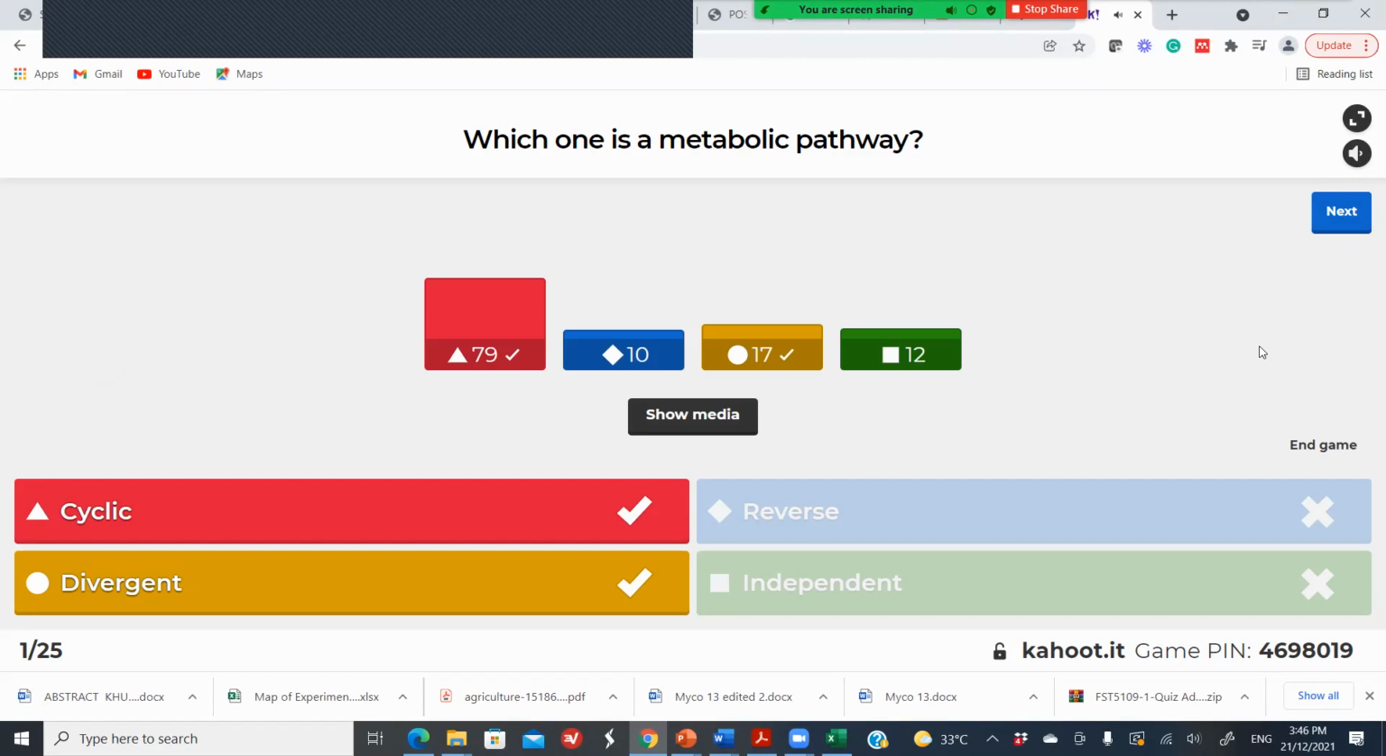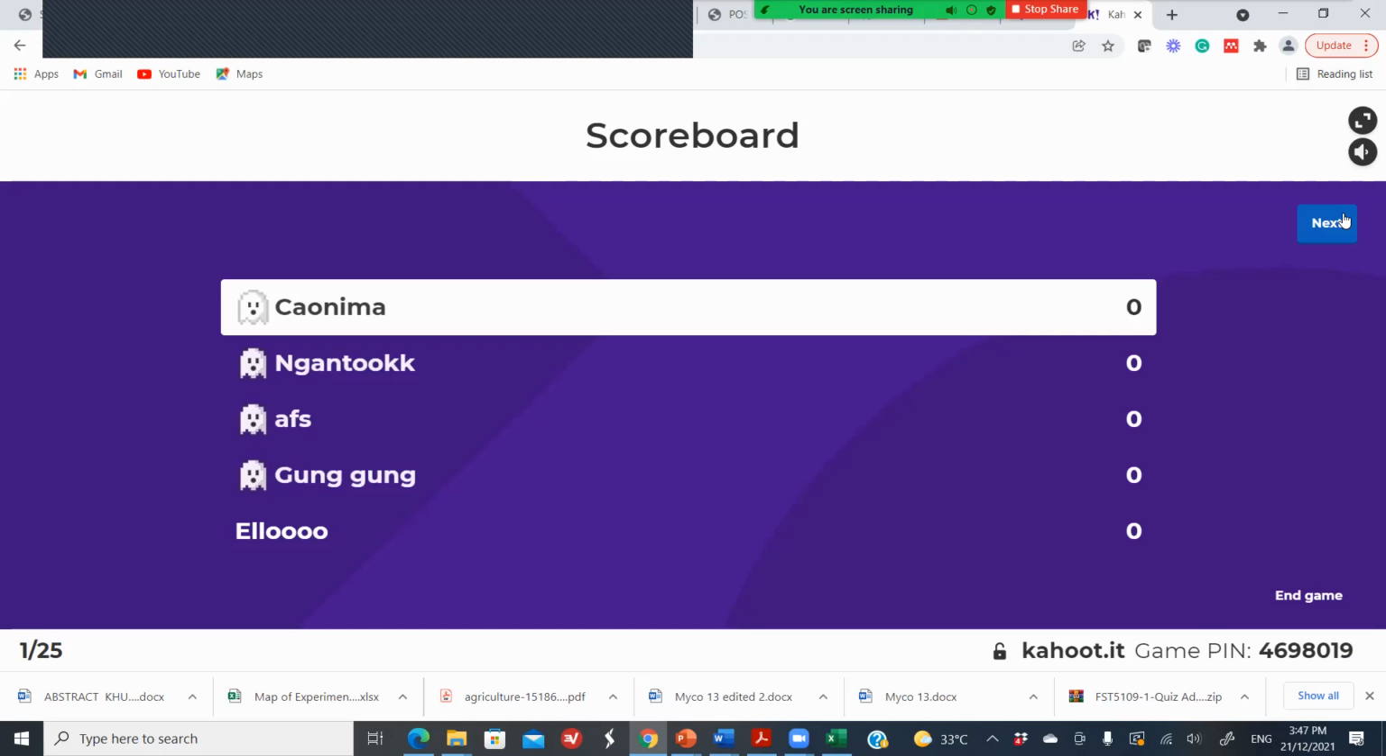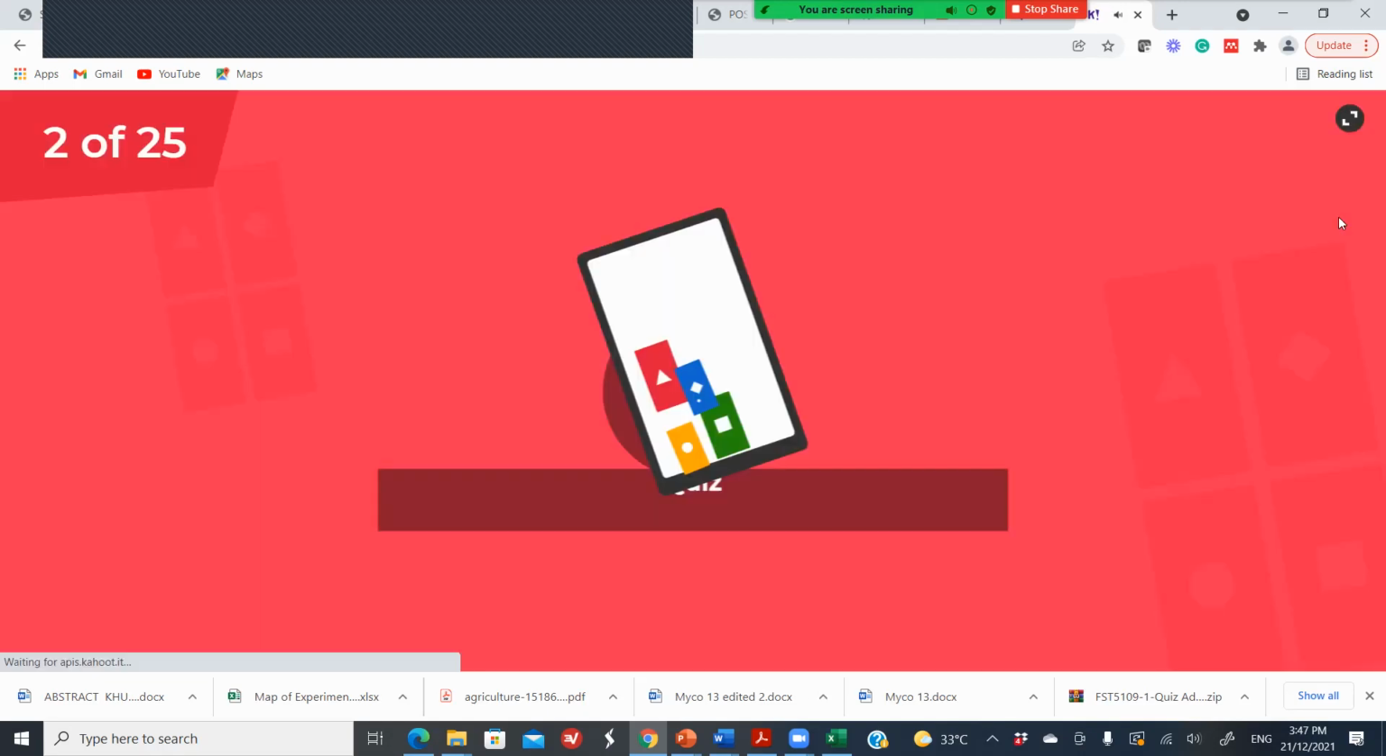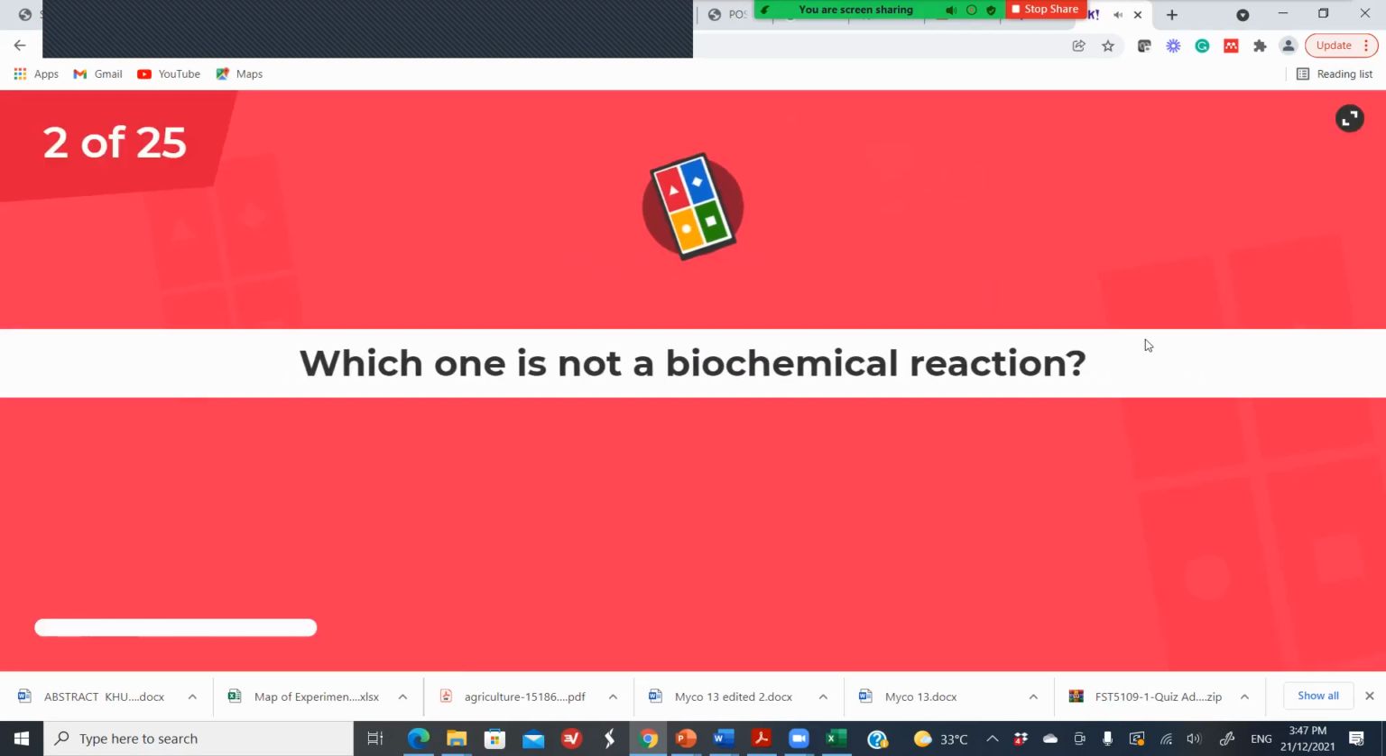Okay, so this is the correct answer. Which one is metabolic pathway? Cyclic, divergent. Reverse is not a metabolic pathway that we learn. Kita ada belajar cyclic, divergent, convergent, spiral, okay, and so on, but not these two. Okay. Second one.